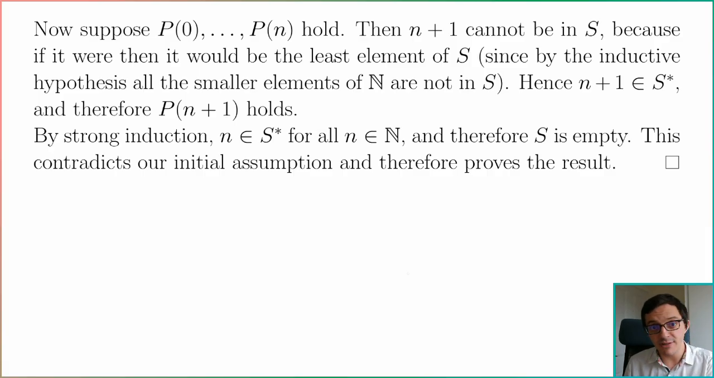S star contains all of the naturals, S contains none of them, it's empty. That's a contradiction with the thing we supposed in the first place. So there's no such non-empty subset without a least element. Or said differently, without the double negative, every non-empty subset of the naturals has a least element. Okay, that's the well-ordering principle.